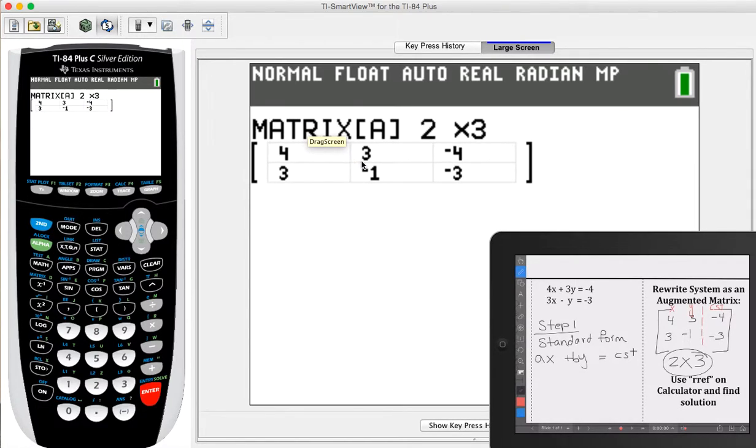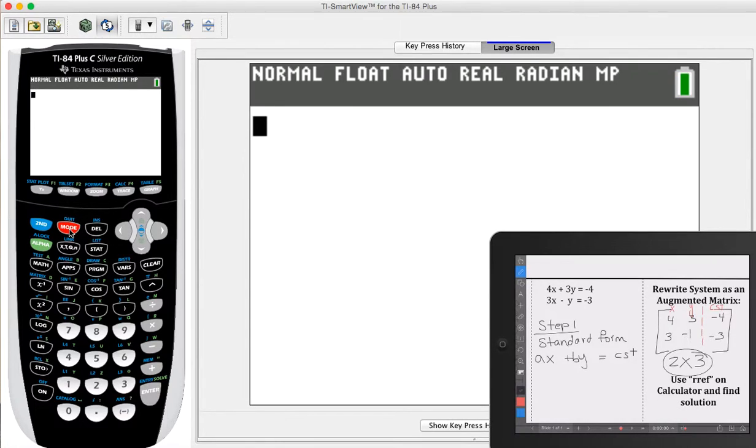Then remember to put all of the elements of the matrix in order. Once you're done, remember to click on second mode to get back to the main screen. This is how you prepare your matrix on the calculator. Now, how do you calculate the solution using RREF?